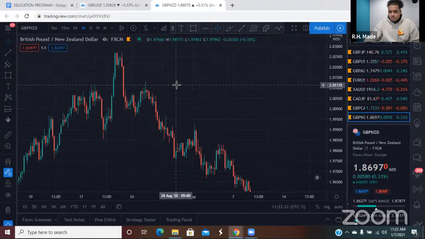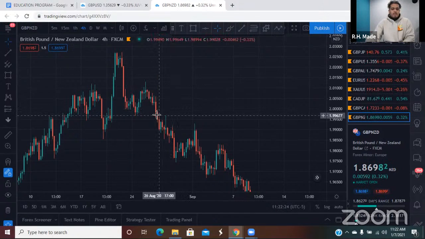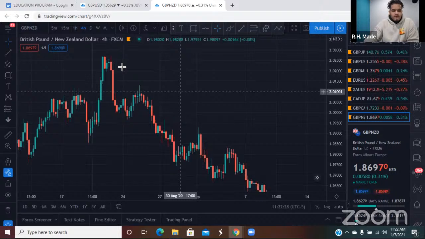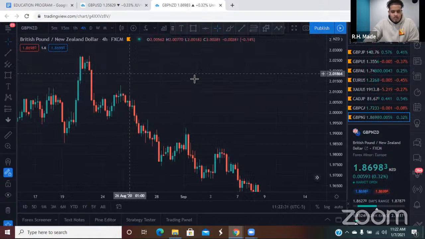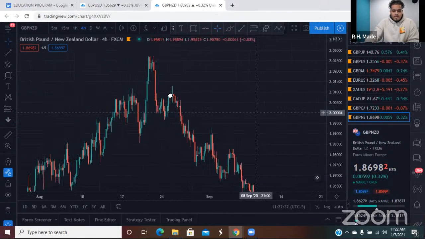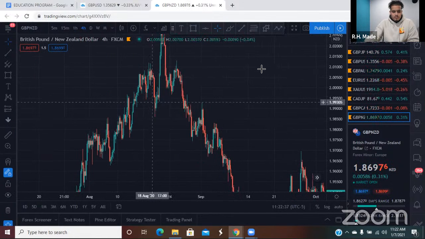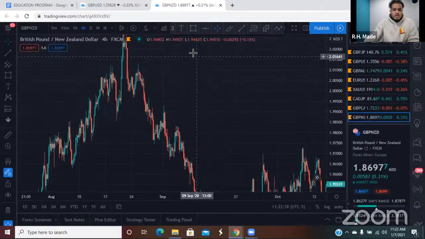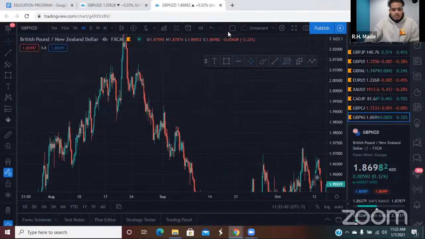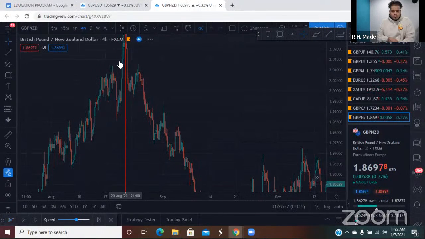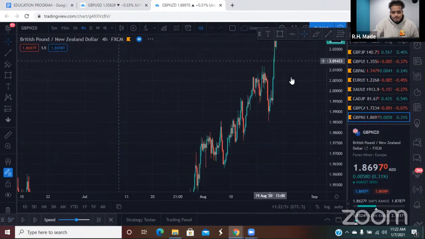You should be able to see my screen. My chart is currently showing GBPNZD on the 4-hour time frame. What we're looking at right here is a clear downtrend. I'm going to put this in bar replay so we can mark up our lower highs and lower lows together.